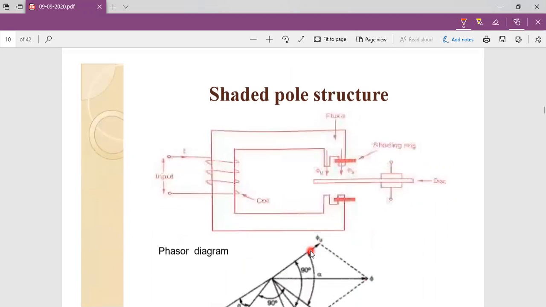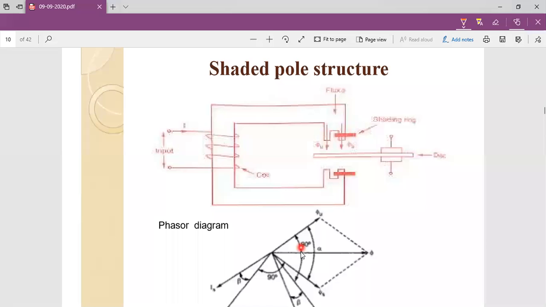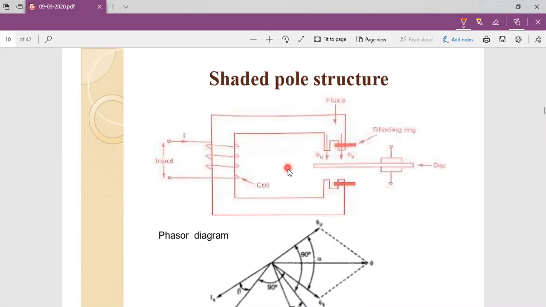So this one is the shaded pole structure. Here we can see one winding, which we call the relay coil, and this relay coil gets supply from the current transformer. It is alternating current, so the current transformer sends an alternating current to the relay coil, and due to that, alternating flux is developed.